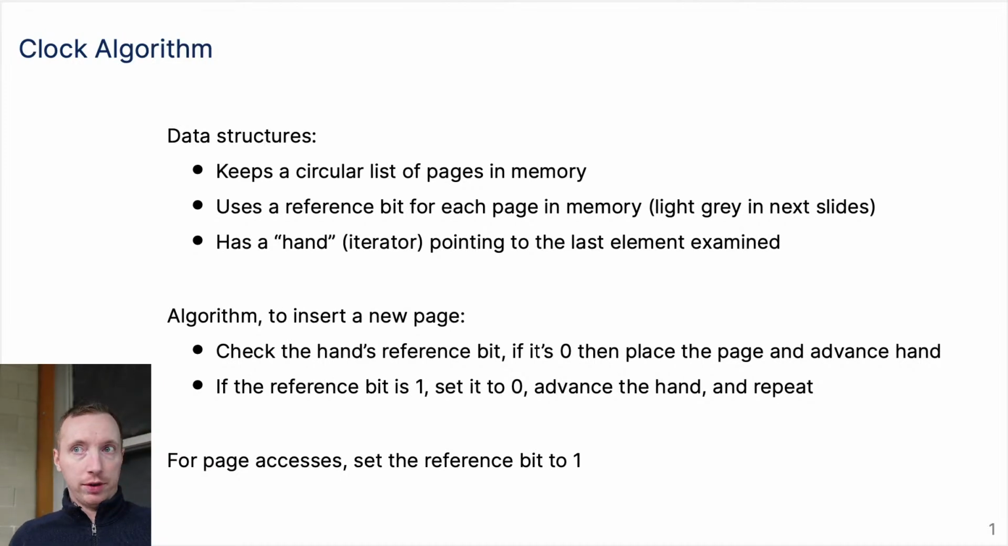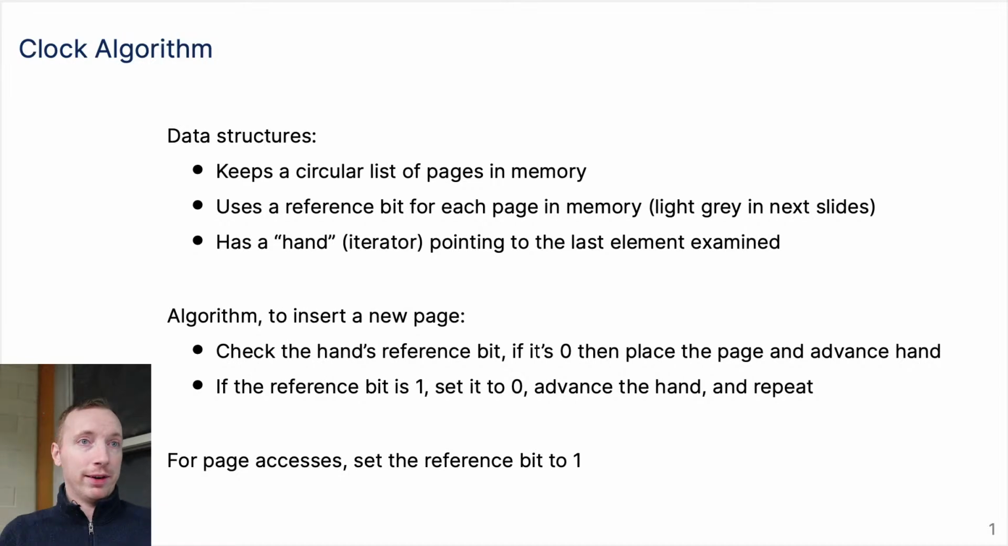So every page just has one bit associated with it, whether or not it has been referenced somewhat recently. And whenever I show the algorithm, I'm going to put the reference bit in the light gray box. So the light gray box will either be 0 or 1. So it has a circular buffer, and each page has a reference bit, and then the final part of it is an iterator, which you can think of just as the clock hand. It just has an iterator pointing to the last element examined, which would be a page.